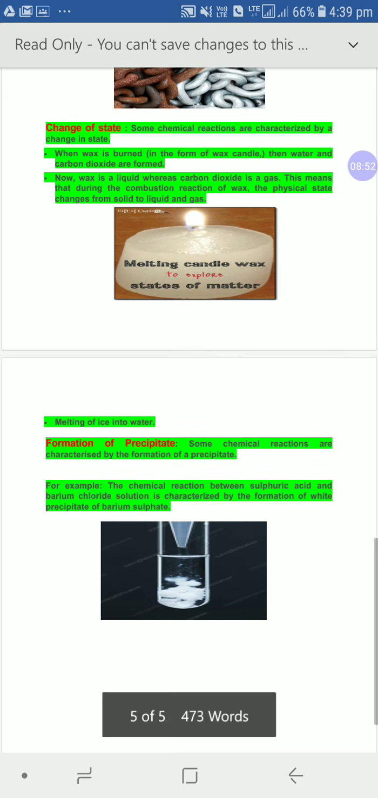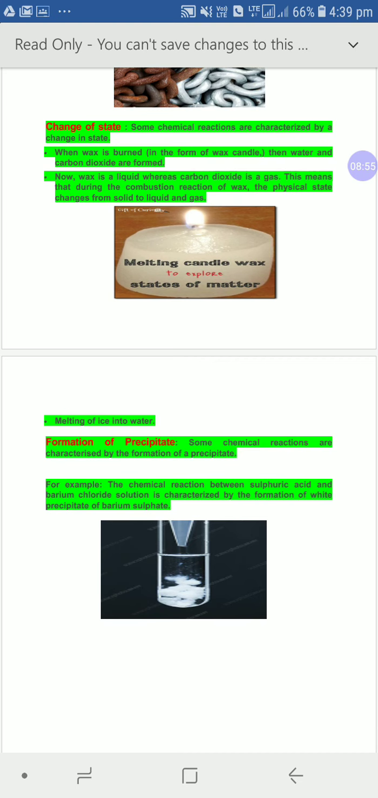I hope you have understood what a chemical reaction is and what its properties are. How can you say that a chemical reaction has taken place? By change in state, evolution of gas, formation of a precipitate, evolution of heat, or absorption of heat. These are a few properties of a chemical reaction.